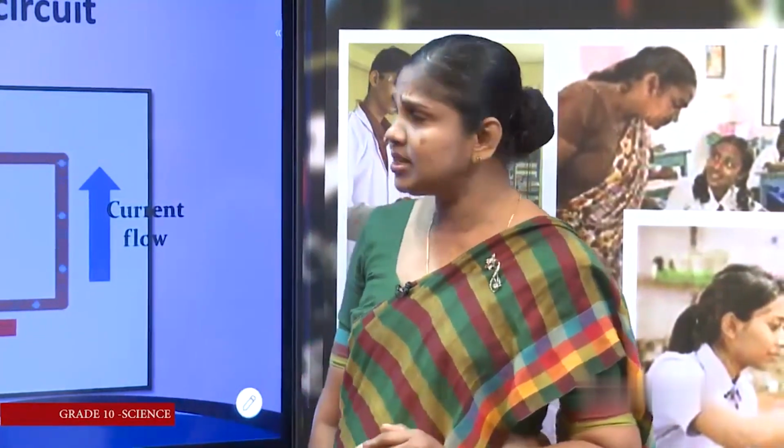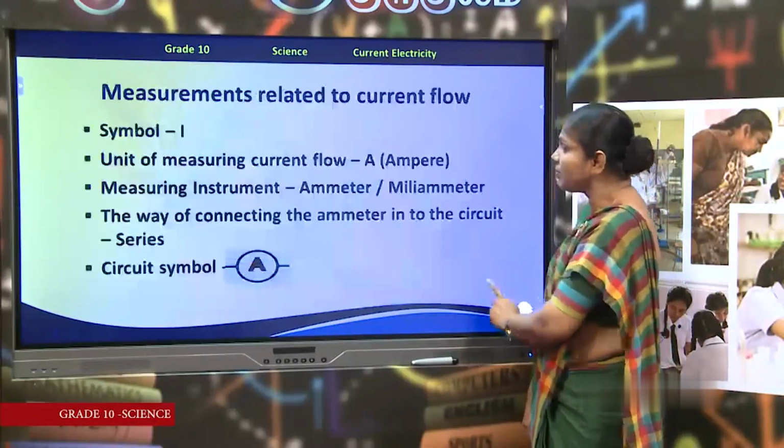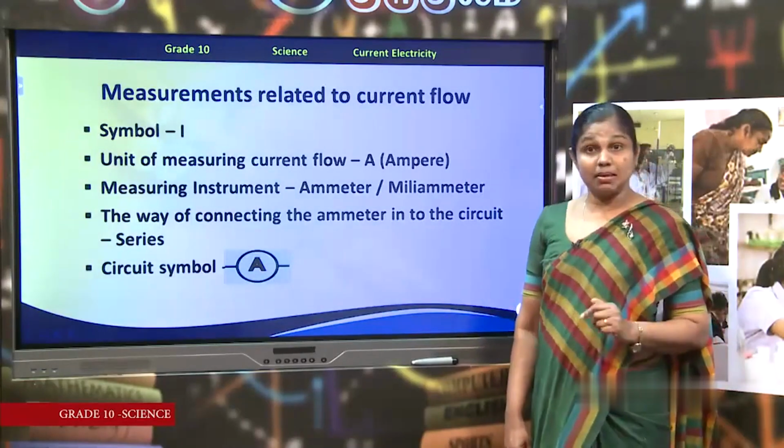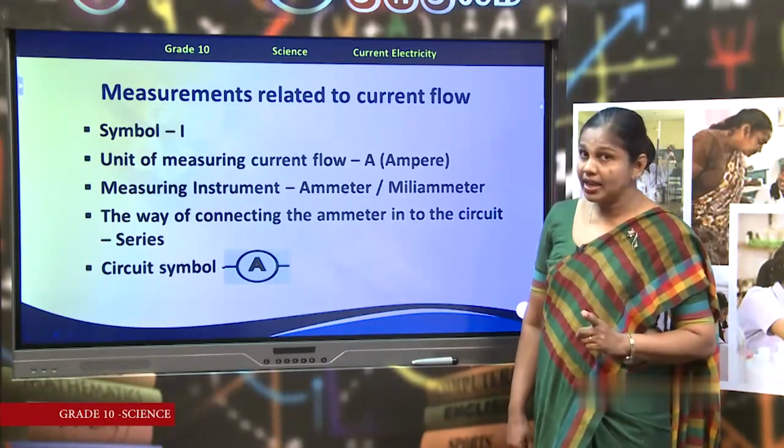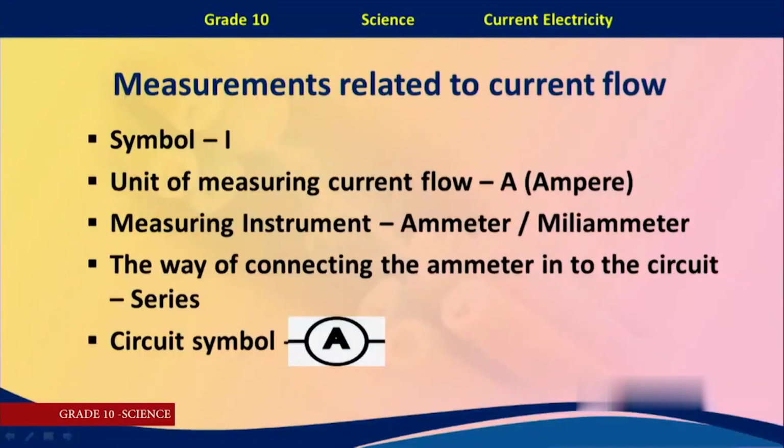We know that current flow is symbolized by capital I, and the unit of measuring current flow is the ampere. There are subunits of the ampere called milliampere and microampere.